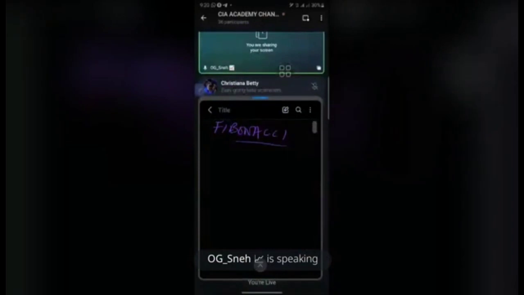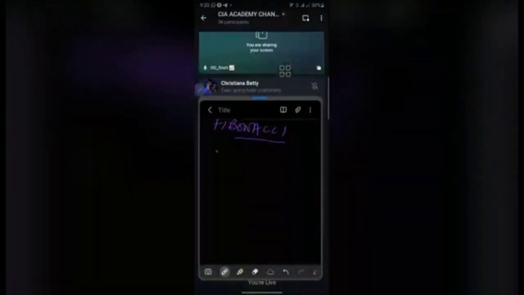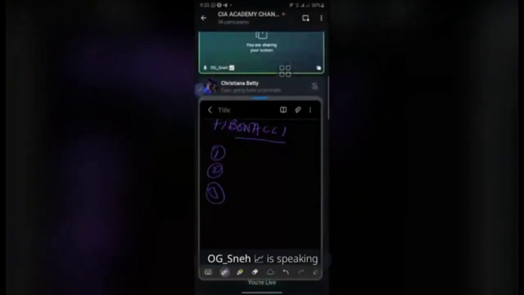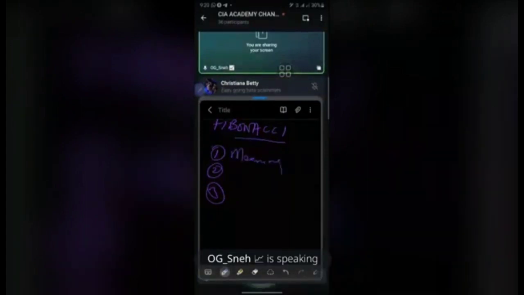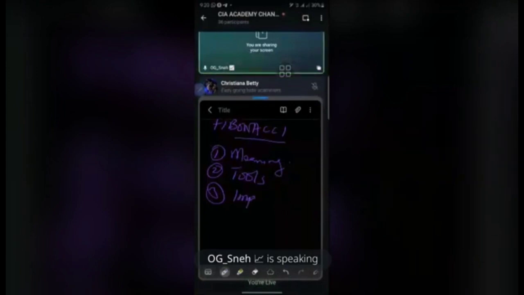Okay. So let's continue. So I now say this Fibonacci, I would like to take you on the following subheadings, 1, 2, 3. The first one, I will firstly tell you the meaning of Fibonacci. Like, what is the definition? What does it entail? What does it mean when we hear the Fibonacci? Then I will tell you the Fibonacci tools. Then I will be telling you the importance of each of the tools.